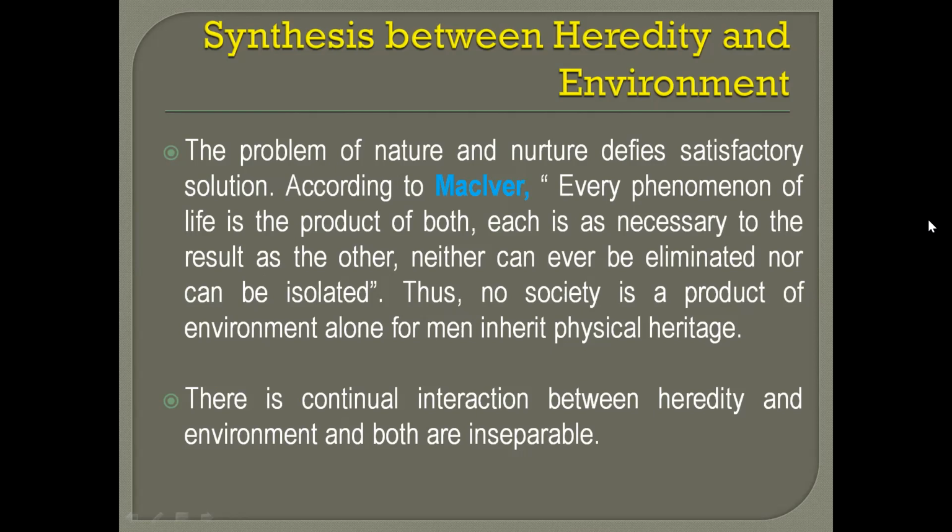Thus, no society is a product of environment alone. For man, there is an inherited physical heritage. So according to MacIver, we can't eliminate either heredity or environment, nor can they be isolated. Both are equally important and equally necessary for any kind of growth and development, because heredity provides the genes, whereas the environment shapes and molds the traits.